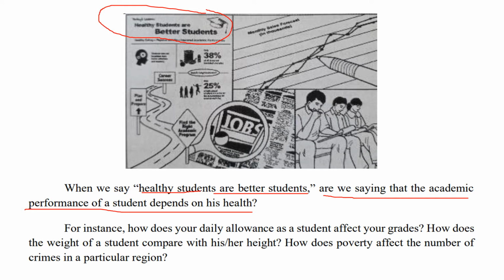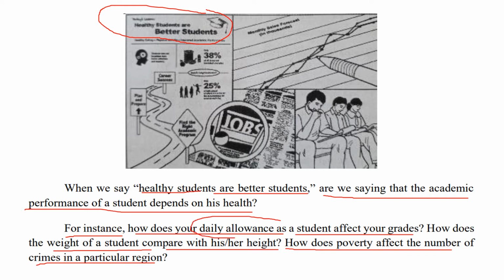So for the next statement, for instance: how does your daily allowance as a student affect your grades? How does the weight of a student compare with his or her height? How does poverty affect the number of crimes in a particular region? As we can see, there is a significant correlation between these variables. For example, the daily allowance and the grades of the student. Definitely there is a relation.